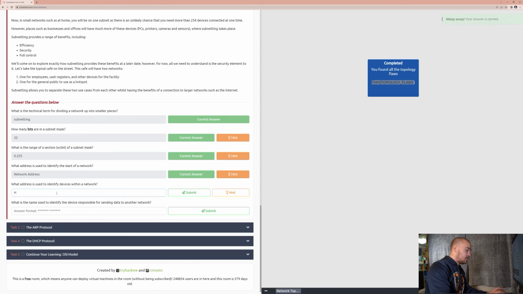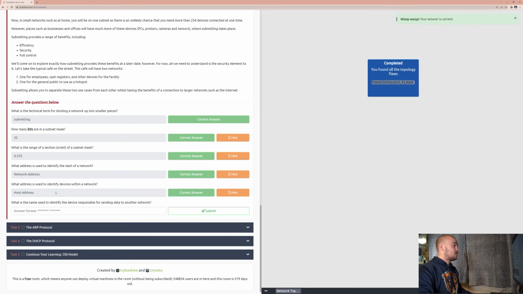So you have to have a network address, you have to have a default gateway, which is what the next question is going to be asking about. And everything in between those two addresses, actually not everything in between, you also have a broadcast address. But everything in between the network address and the broadcast address, which is the very last in the network, you are able to use as a host address. So what is the name used to identify the device responsible for sending data to another network? That would be your default gateway.